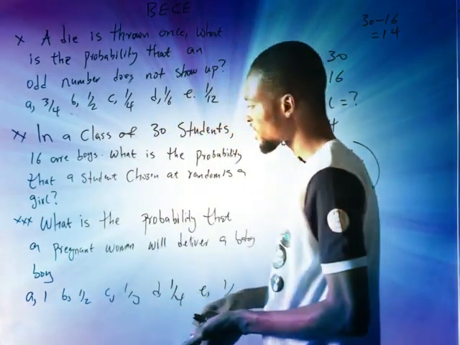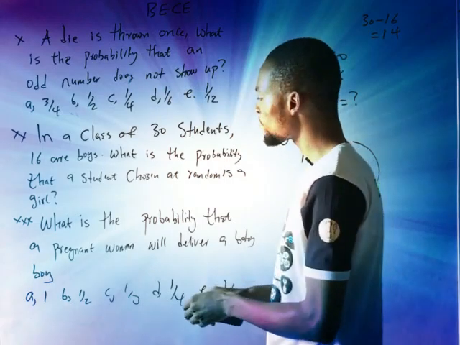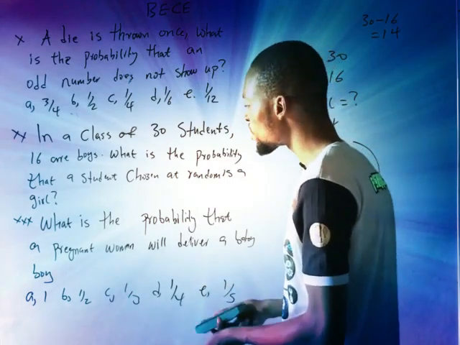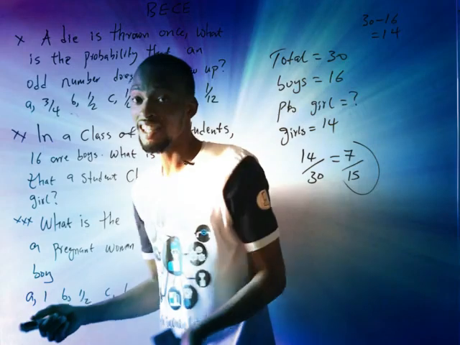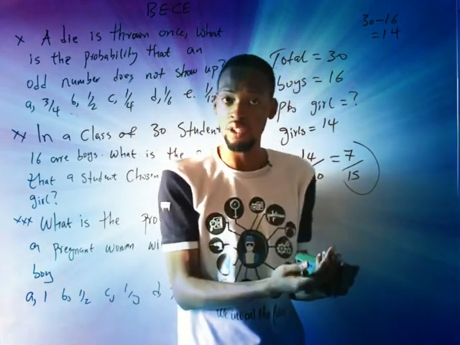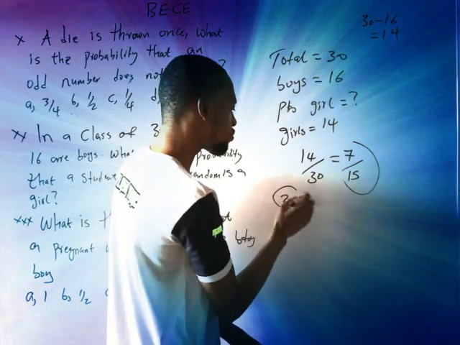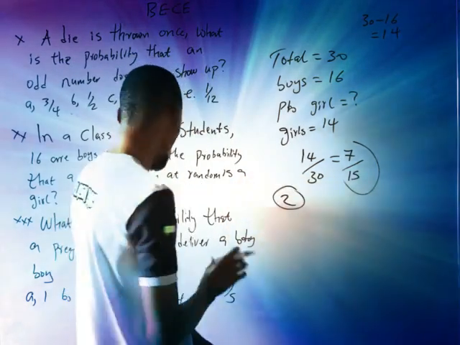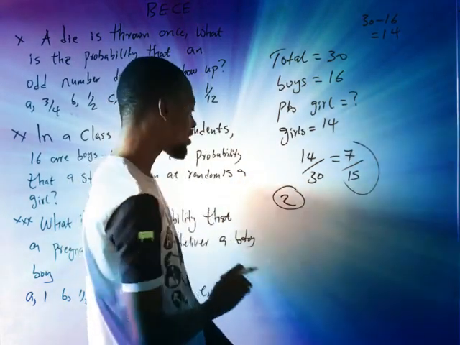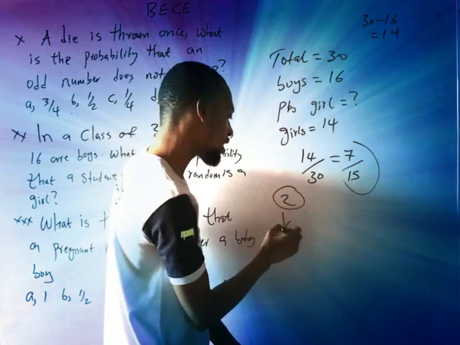And the last question says, what is the probability that a pregnant woman will deliver a baby boy? When a woman is pregnant, it's either she gives birth to a boy or to a girl. So total outcome is 2, boy and girl. The possible outcome of boy is simply 1 out of the total outcome.